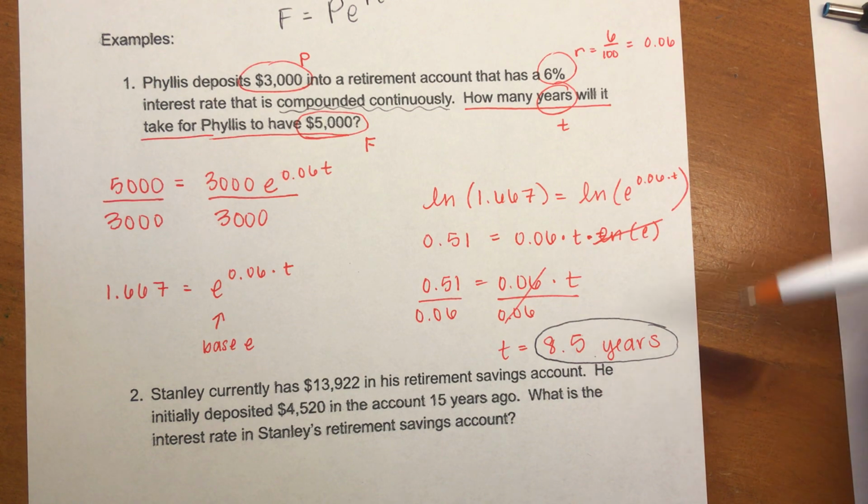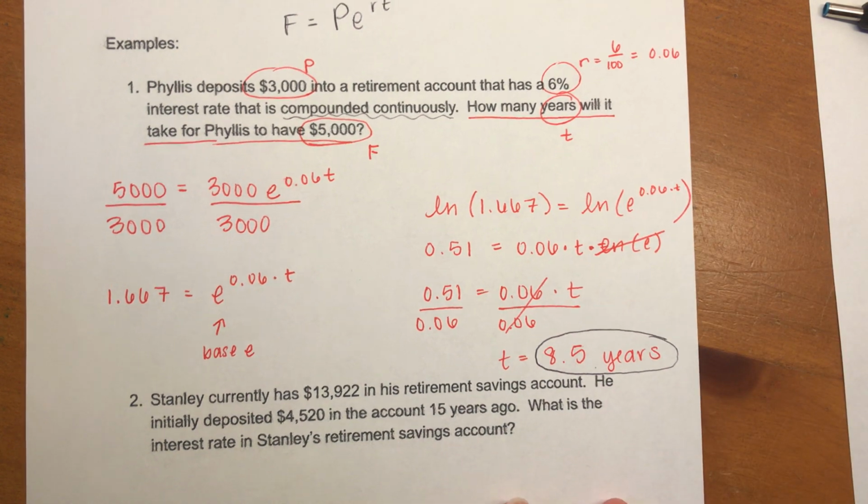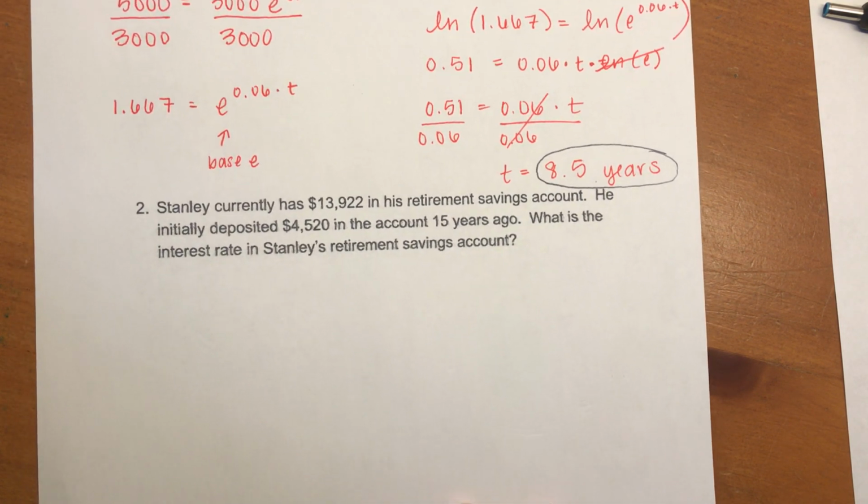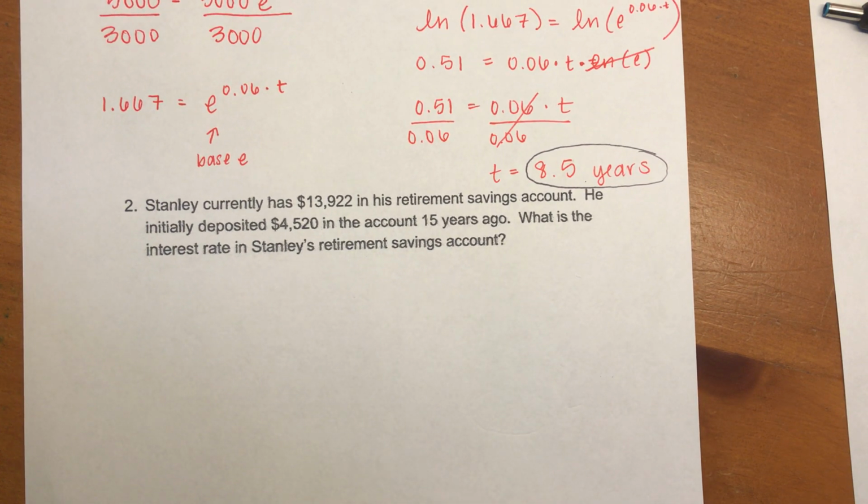Okay? We're going to do 2 more examples, and then you have some classwork to do on your own. So let's look at this next one. Stanley currently has $13,922 in his retirement savings account. He initially deposited $4,520 into the account 15 years ago. What is the interest rate in Stanley's retirement savings account?